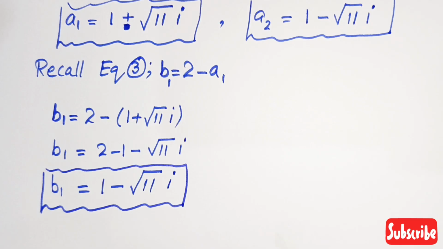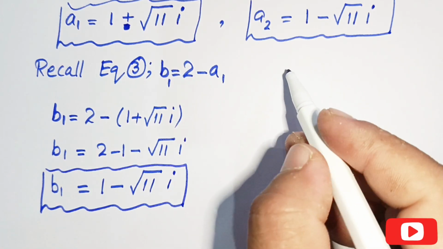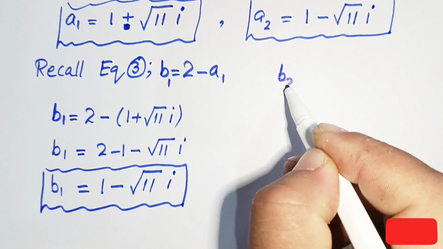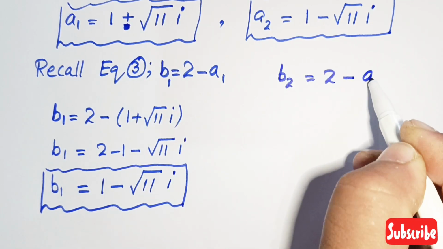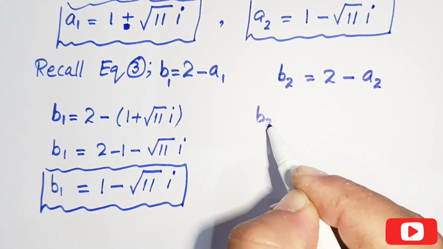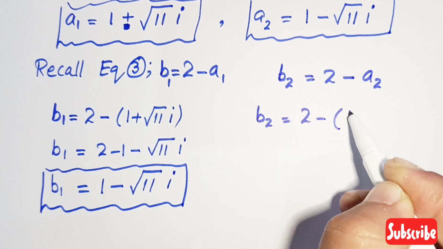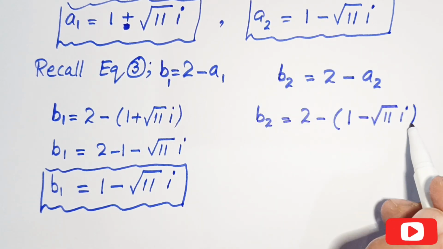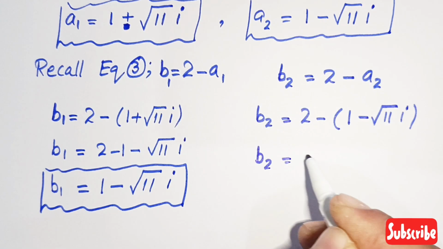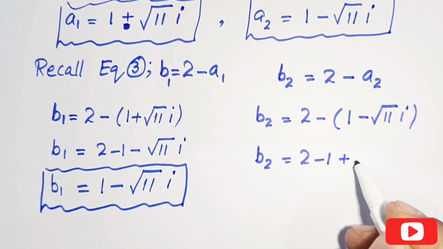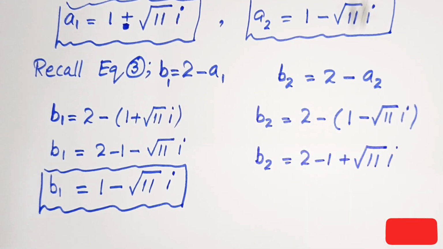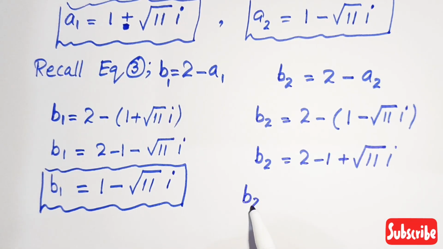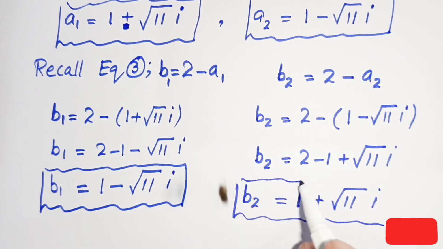If we find the value of b2, recalling the same equation, then b2 is equal to 2 minus a2. b2 is equal to 2 minus a2, where a2 is 1 minus square root of 11i. Now b2 is equal to 2 minus 1, minus times minus is plus, square root of 11i. So we have b2 is equal to 1 plus square root of 11i. So it is our value of b2.